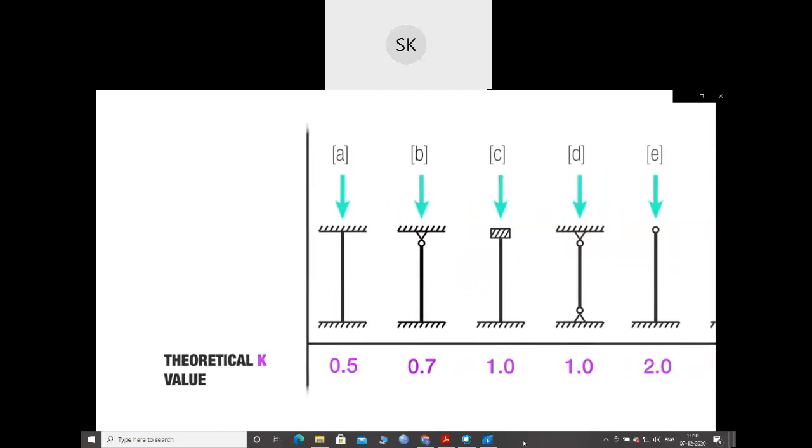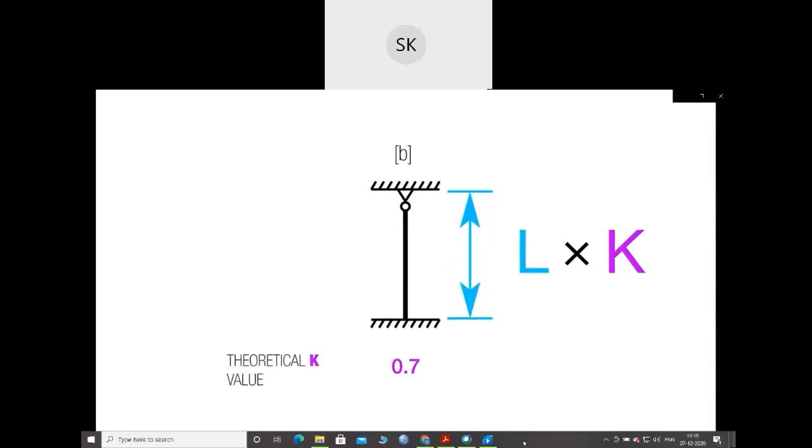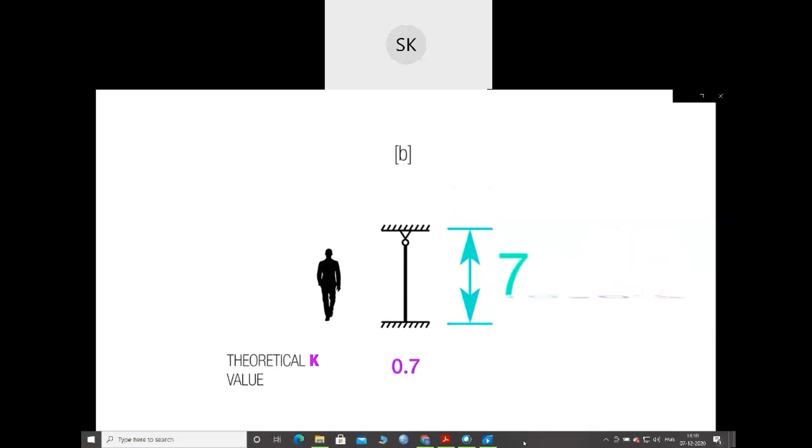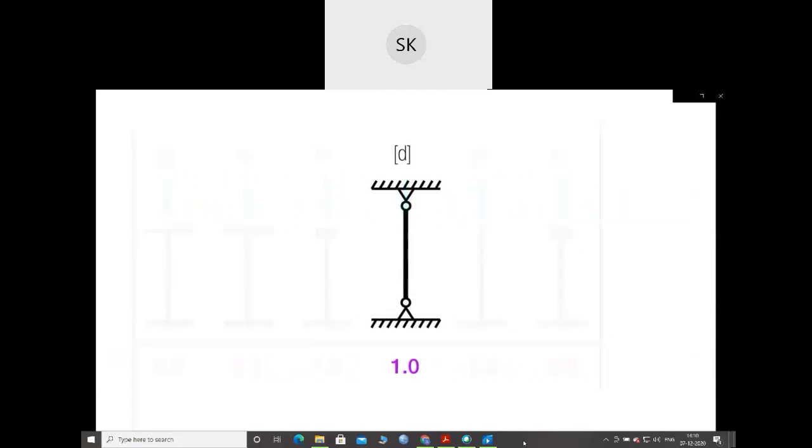If we look at this one here, if we have a column that's fixed on the bottom and has a pin connection on the top and it's 10 feet long, in terms of its likelihood of buckling, we're going to multiply it by 0.7, so a 10-foot column will look more like a 7-foot column when we size it for buckling. And then this is kind of our baseline.